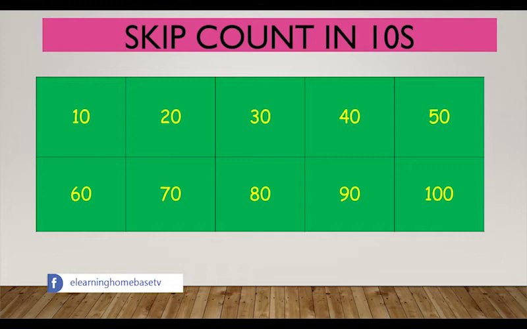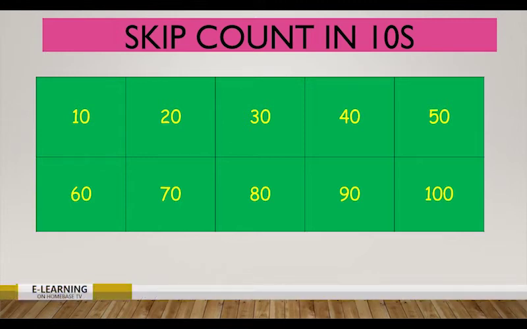10, 20, 30, 40, 50, 60, 70, 80, 90, 100. Can we take it again? 10, 20, 30, 40, 50, 60, 70, 80, 90, 100. So this is skip count in tens.